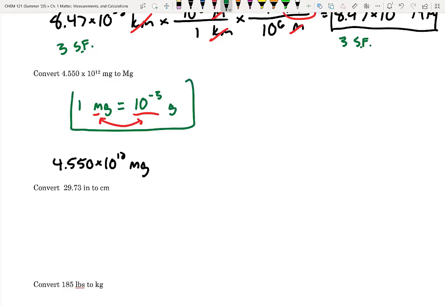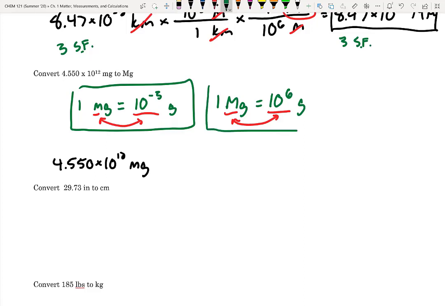This would be my first conversion factor. But just like before, we're not trying to solve for grams, we're trying to solve for megagrams. So 1 megagram with a capital M is going to be equal to 10 to the 6 grams. Capital M, just like we said up above, is equal to 10 to the 6. So this would be my second conversion factor.